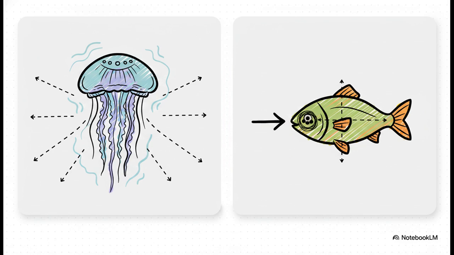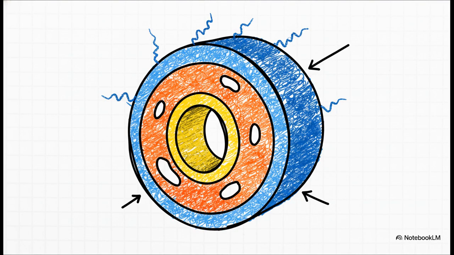Plus, it allows for cephalization, which is just a fancy word for the heavy concentration of nervous tissue and sensory equipment right at the anterior or front end of the body. Going a layer deeper, literally, let's look at tissue organization.